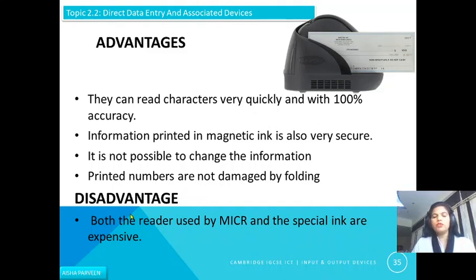What is the disadvantage? Both the reader and the special ink are expensive. The reader for the MICR and the special ink are expensive.